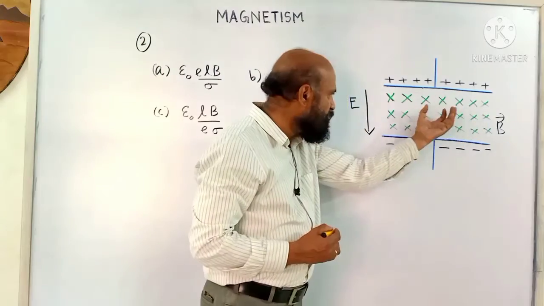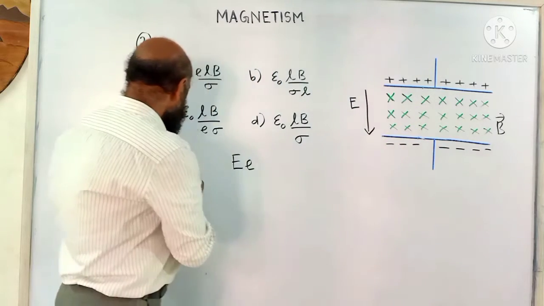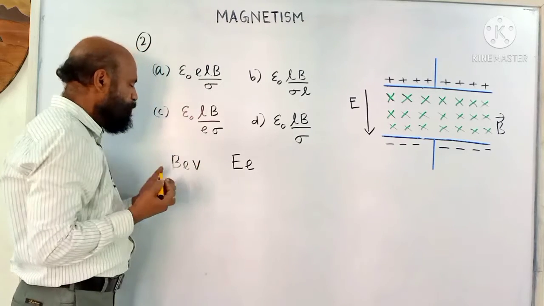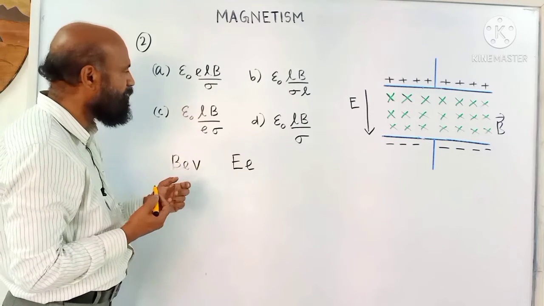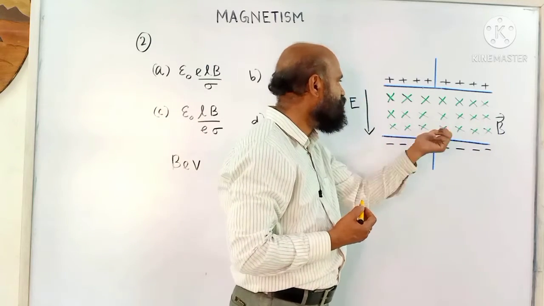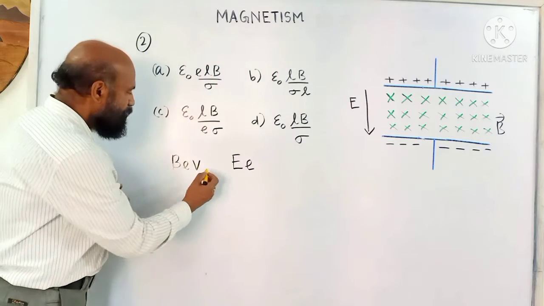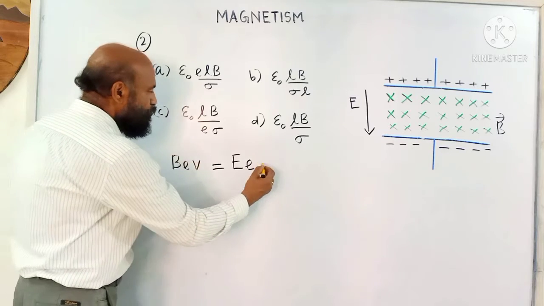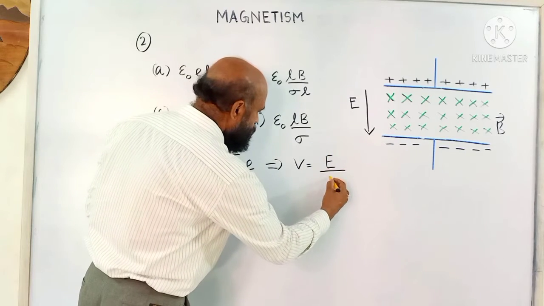When the electron is moving this side, there is a force in the upward direction. That force is given by BeV, that is BQV sine theta, but the charge of the electron is e, and sine theta is 1 because this is perpendicular: the movement of the electron is this side and the field is into the board, so theta is 90. Now from this we can write V is equal to E by B.